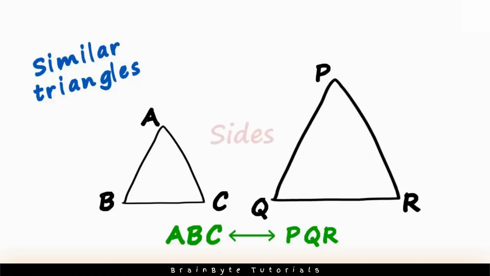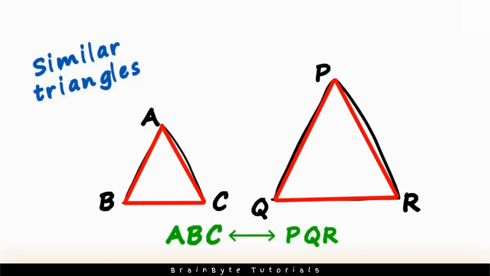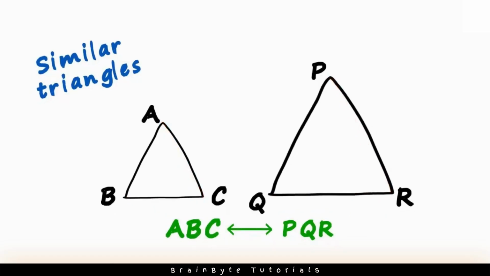First, let's look at the sides. Similar triangles always have their corresponding sides in proportion. In these two triangles, based on the correspondence, side AB corresponds to side PQ. Similarly, side BC corresponds to side QR and side CA corresponds to side RP.